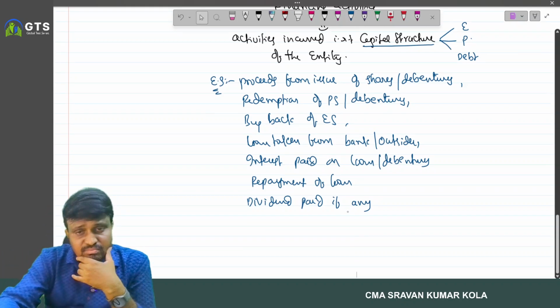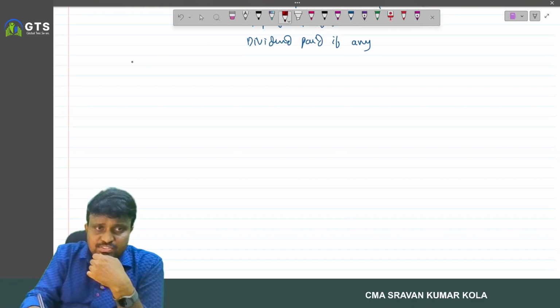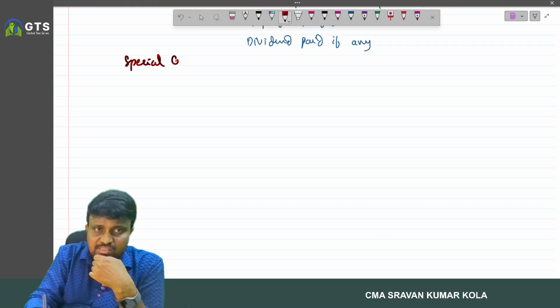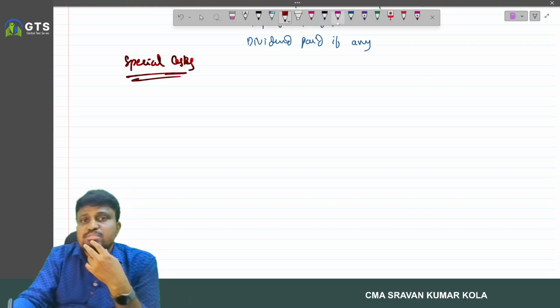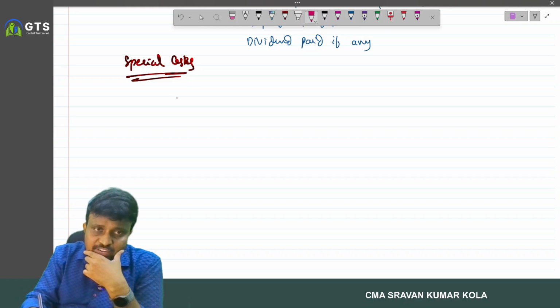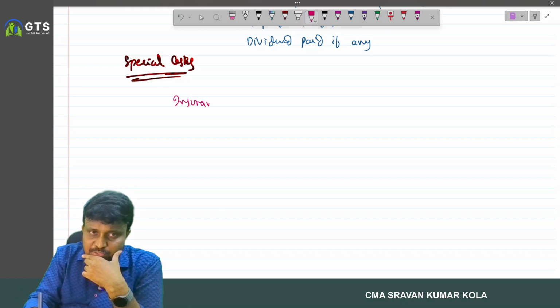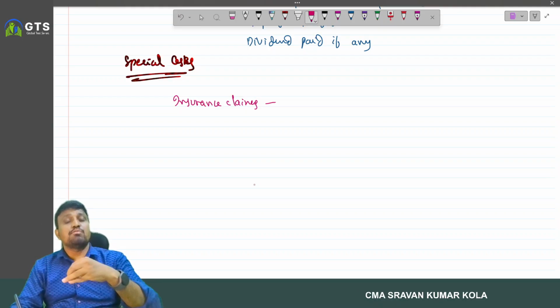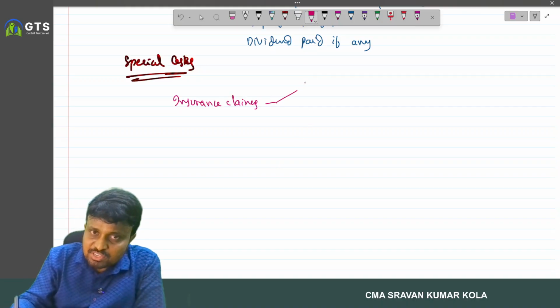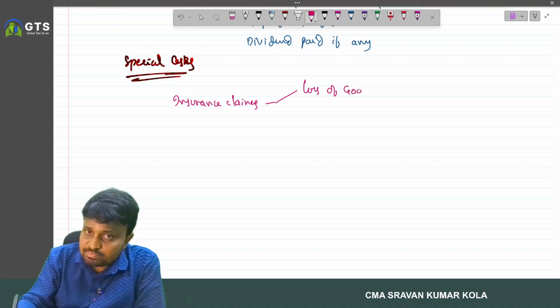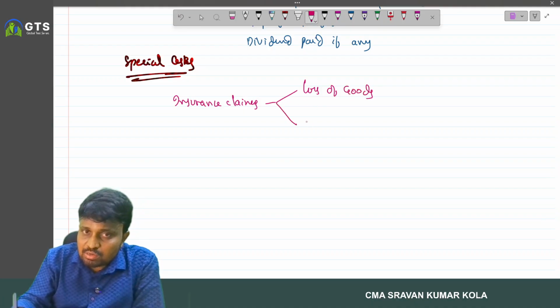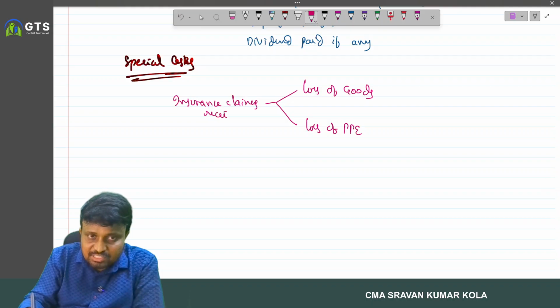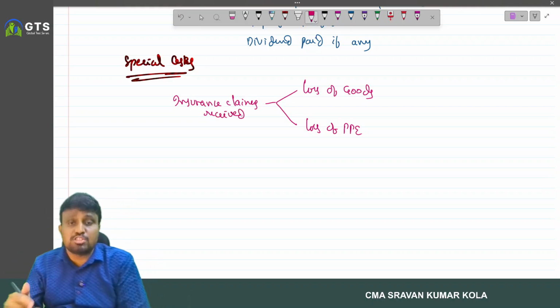Okay, and we have some special cases. For example, insurance claims. If any insurance claims are received, we have to consider whether the insurance claim relates to the loss of goods or loss of PPE. Insurance claims received in relation to what? Loss of goods or loss of PPE.